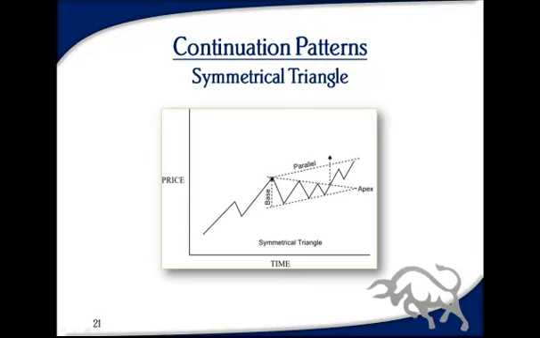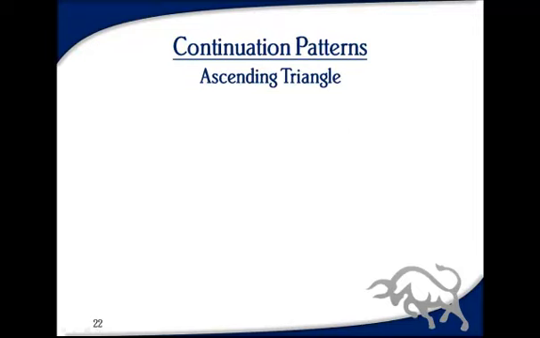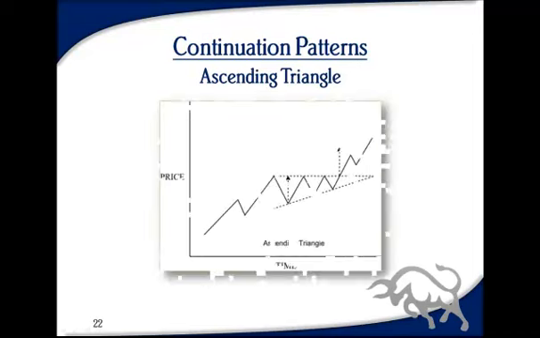Next type of triangle is called the ascending triangle. The ascending triangle is horizontal on the top and with an ascending line on the bottom. And this is a different story to the symmetrical triangle, and this is where it's definitely a bullish pattern. In fact, if you see an ascending triangle in a downtrend, it will be a reversal pattern. But that's not so common. It's usually seen in an uptrend, as shown here, and again it results in an uptrend.